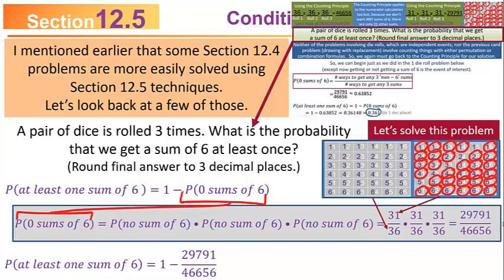Again, they're asking us to leave the answer as a decimal rounded to 3 decimal places. So we want to change that to a decimal, and carry plenty of decimal places so you don't get a rounding error. That comes out to be about 1 minus 0.63852, and that's about 0.36148. To 3 decimal places, that would be 0.361. If you look back in the upper right-hand corner, that's exactly what we got the other way. And again, my contention is the 12-5 technique for these problems is much easier than the 12-4 technique.